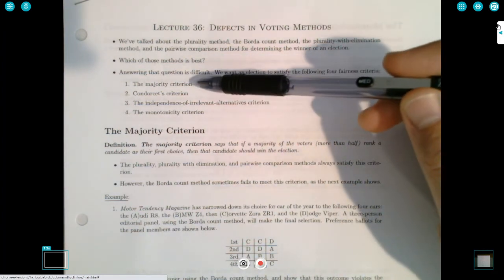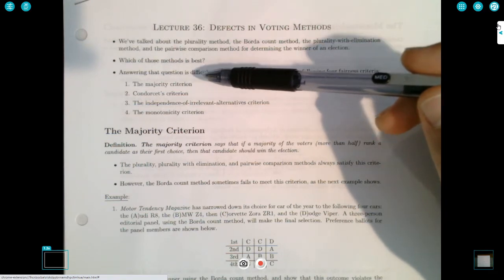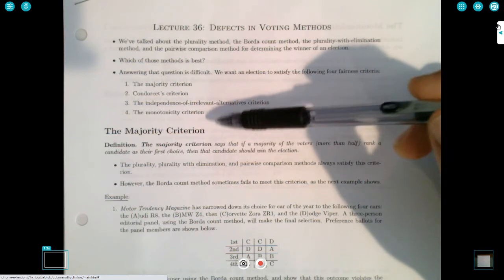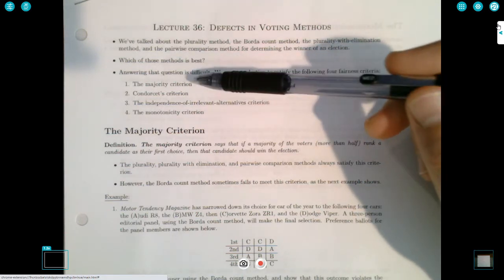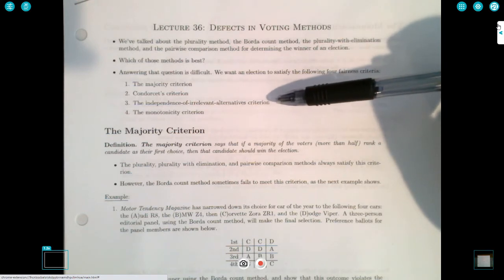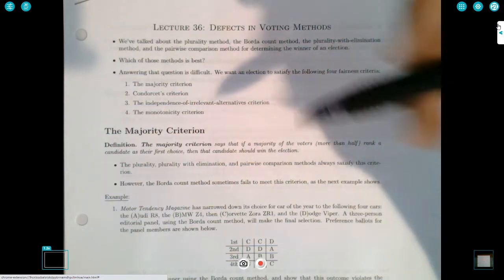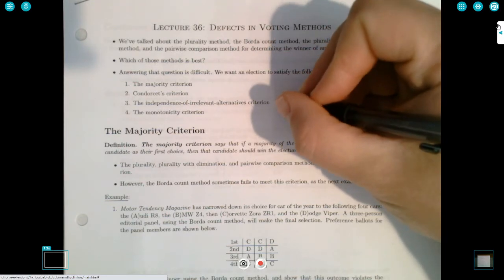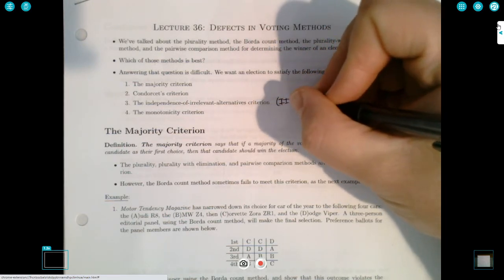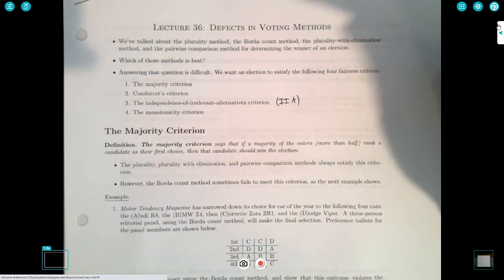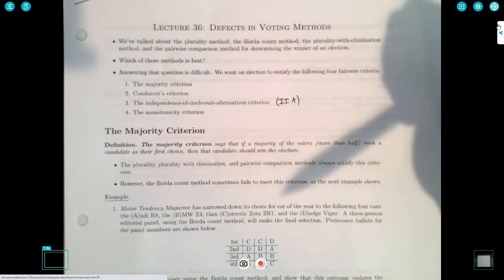The first one is the majority criterion. And actually, I say the first one, but we're not going to cover these in this order, but we will cover all 4 of these in this lecture. So we're going to talk about the majority criterion, Condorcet's criterion, the independence of irrelevant alternatives criterion, which I might call the IIA for short, right? The IIA criterion, and then the monotonicity criterion.